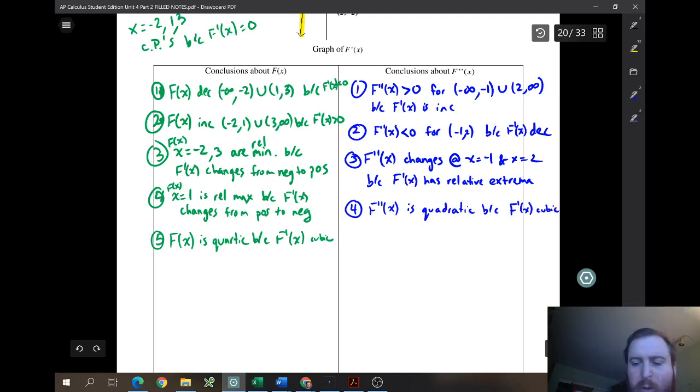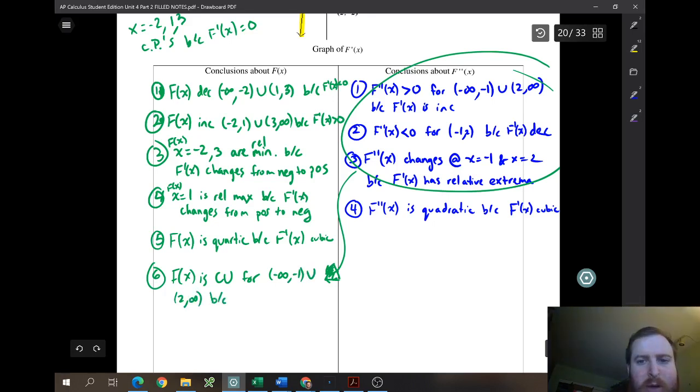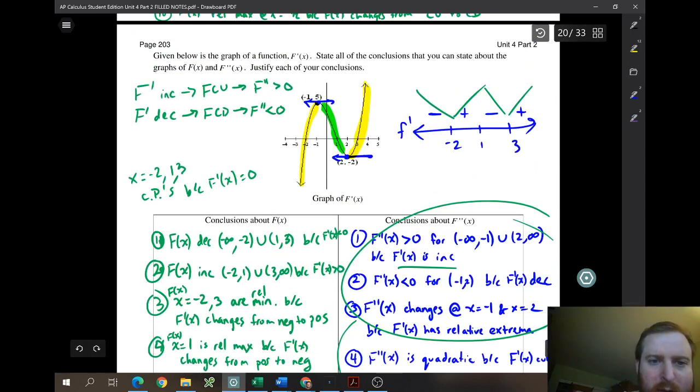So now what we want to do is go back and say what from these three can we apply to f of x, right? When f double prime was positive, that means we're concave up. So f of x is concave up for those same intervals from number 1, negative infinity to negative 1, union 2 to infinity. Now, I can't say because f double prime of x is greater than 0 because I don't have that graph. So I have to use the same reason, because f prime of x is increasing, right? I want to use the graph that they gave me. They gave me an f prime graph.